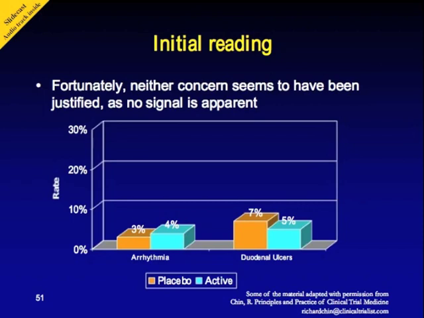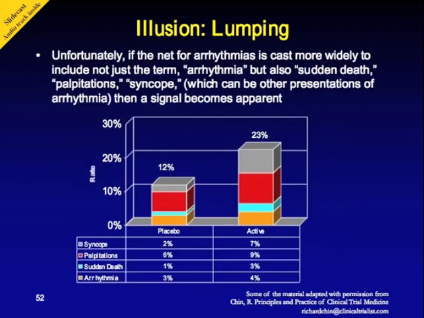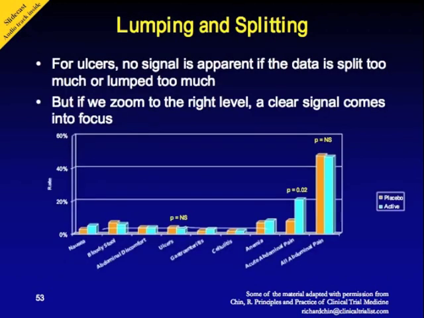Now, if you look at the data a little bit more closely, then you may find that there is a signal that you missed, because let's say instead of just looking at patients who had arrhythmias, you look at sudden death, palpitation, syncope, other terms or side effects which may be manifestations of arrhythmia. Then you may find a signal. And for duodenal ulcers, you can do similar analysis.